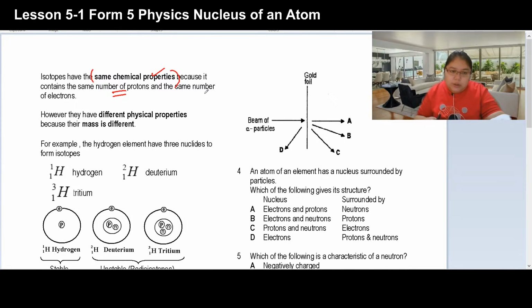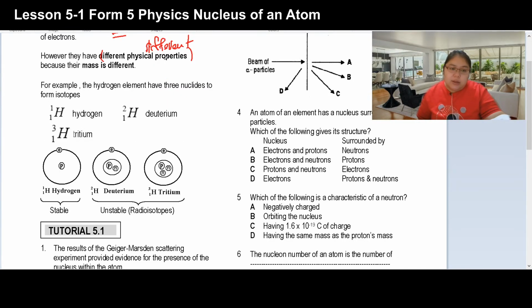How about the physical properties? Isotopes have different physical properties. Physical properties means things we can observe, for example the mass. When the proton number is the same but the neutron number is different, you find the mass becomes different. So for isotopes, the physical properties are different, while the chemical properties are the same. This is the isotope definition.